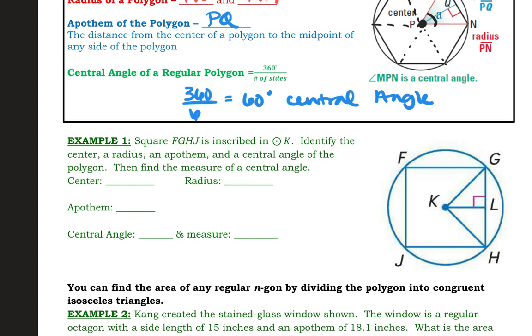FGHJ is inscribed in circle K. Identify the center, the radius, the apothem, and the central angle of the polygon. Then find the measure of a central angle. All right, let's look at this one.